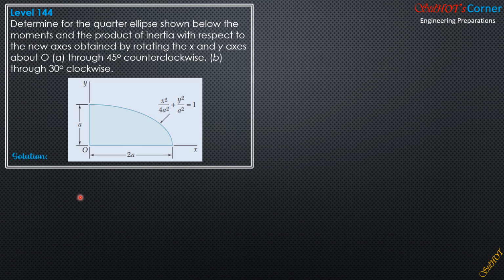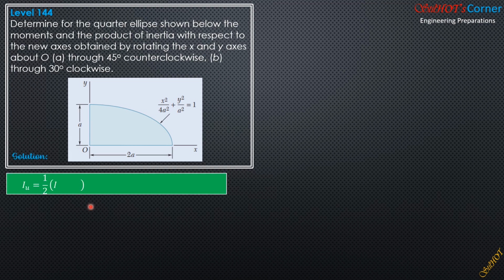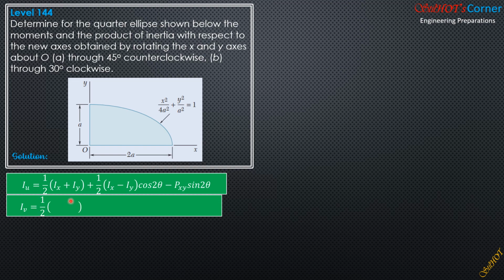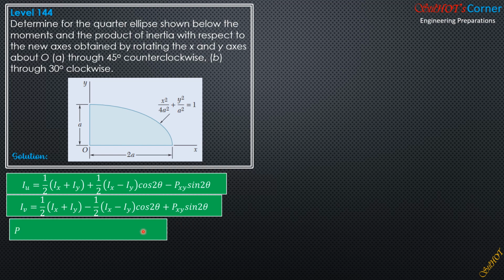And the formulas are: I sub u is 1/2 (Ix + Iy) + 1/2 (Ix − Iy) cosine 2θ − P sub xy sine 2θ. I sub v is 1/2 (Ix + Iy) − 1/2 (Ix − Iy) cosine 2θ + P sub xy sine 2θ. And P sub uv is equal to 1/2 (Ix − Iy) sine 2θ + P sub xy cosine 2θ. So these are the formulas, and I hope that up to this moment you can recall these formulas.